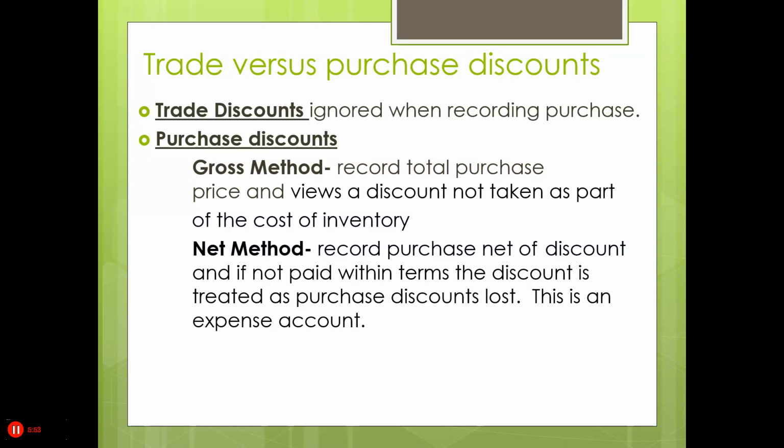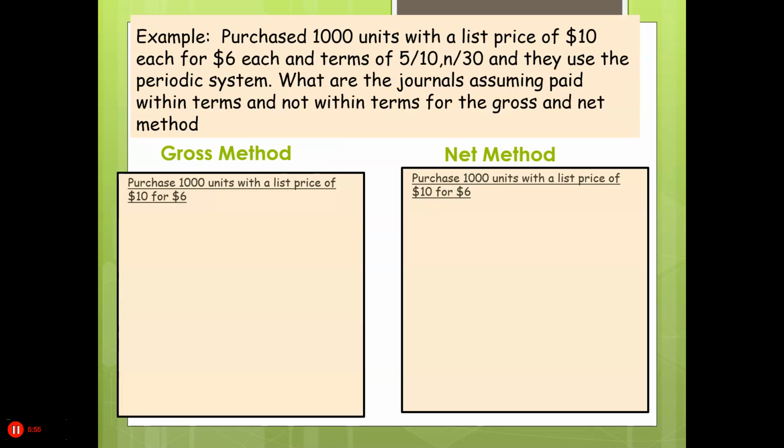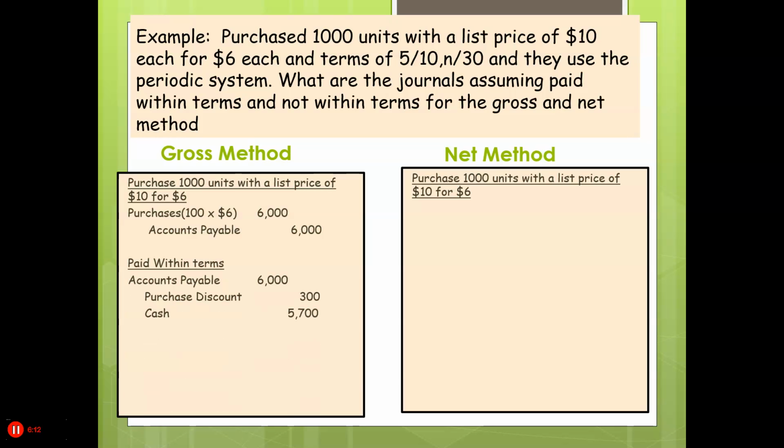And now let's look at an example of the journals. All right, so the gross method. We purchased 1,000 units with a list price of $10 for $6. So we would only record the $6 price times 100, and that would be purchases, accounts payable. This is under the gross method, even though we have 5% in 10 days. So now what we've done is we've paid within terms, so we get what's called a purchase discount.